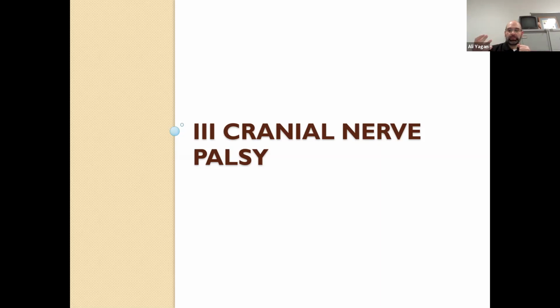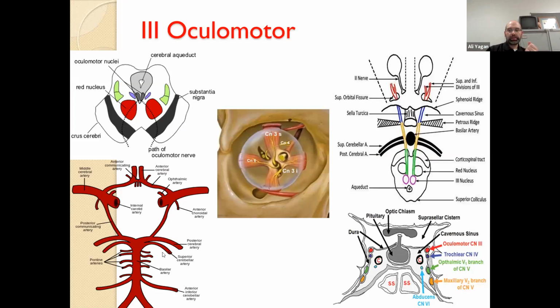rectus, and inferior rectus. As a quick slide on the anatomy, it starts in the midbrain with multiple subnuclei, then goes out with the fascicles through some structures of the midbrain, the red nucleus and the corticospinal tract. It travels between the superior cerebellar artery and the posterior cerebral artery, so it can be affected by aneurysms, as you know. Then it travels through the cavernous sinus at the top there into the orbital cavity, and then it branches to different muscles.